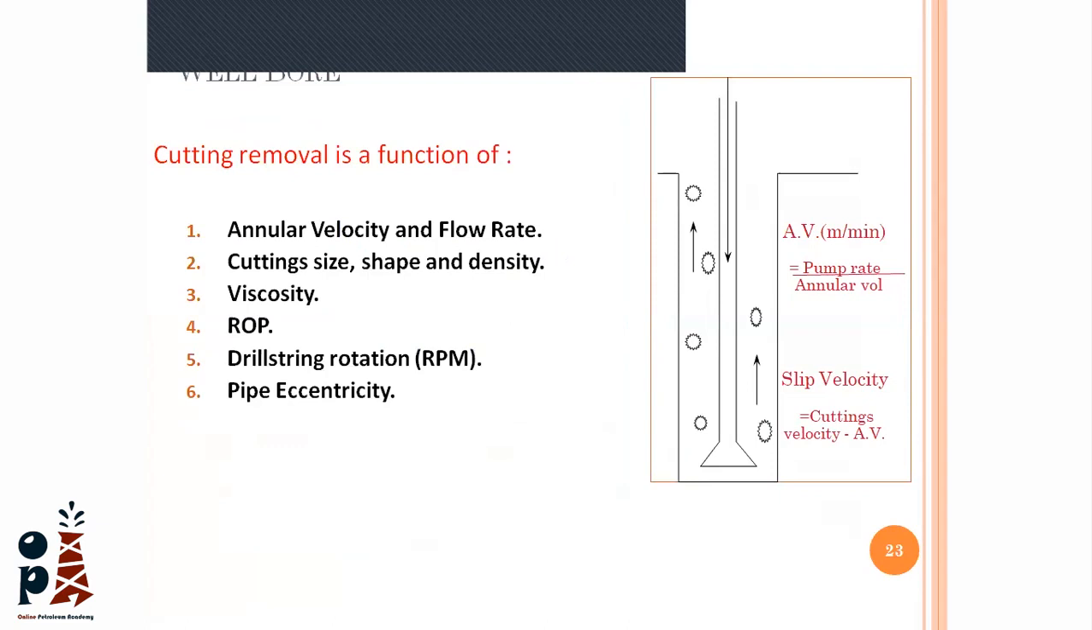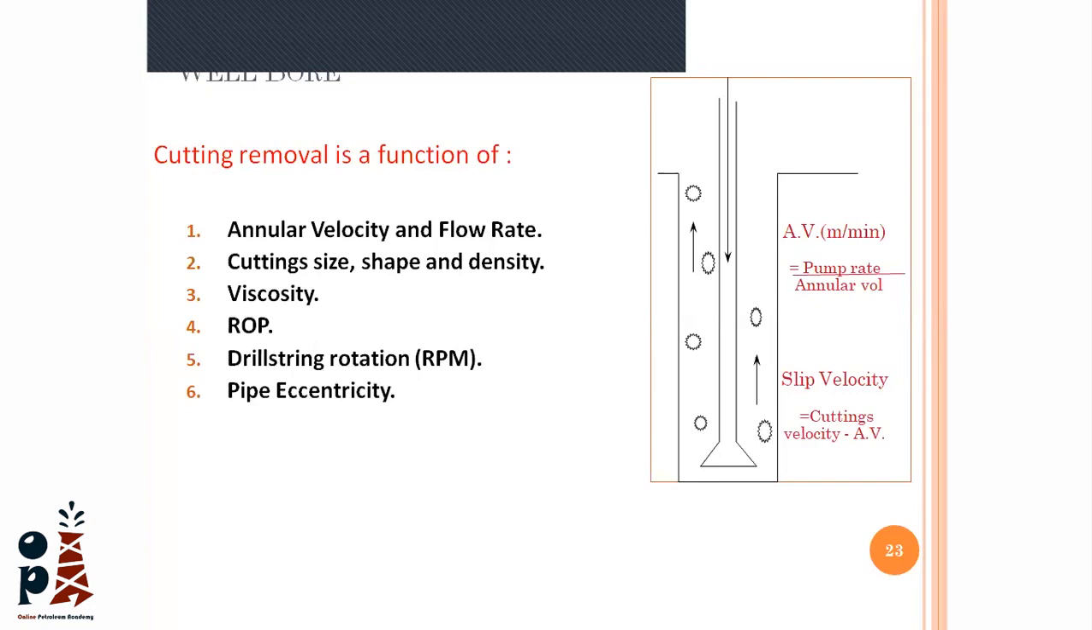In the vertical section, it is very simple. We make a good flow rate, make a higher annular velocity to overcome the slip velocity, to avoid this cutting going down, and we will achieve the required hole cleaning. So the annular velocity is a very essential factor. It's a very important factor in the cutting removal.